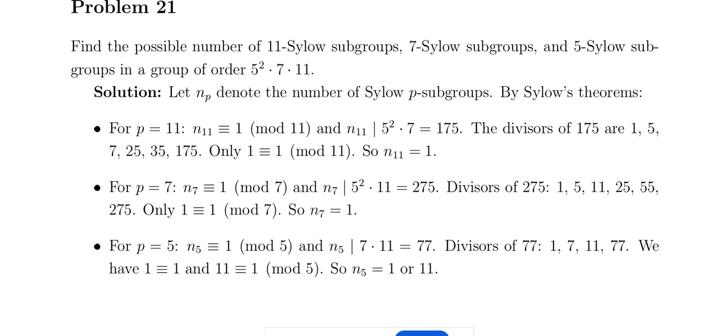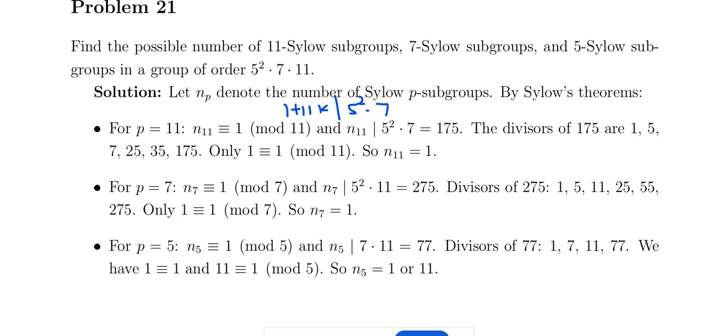The possibility of the 11 Sylow subgroup, 7 Sylow subgroup and 5 Sylow subgroup of order 5 square into 7 into 11. So once again, n_p denotes the number of Sylow p subgroups. The number of 11 Sylow subgroups is of the form 1 plus 11k, and that should divide 5 square into 7.